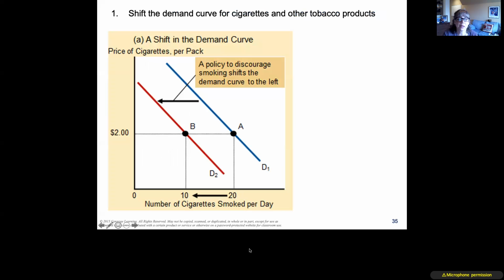So what ends up happening in this case? It means that the price hasn't changed. So let's say the price is $2. It just means that now all of a sudden the demand at $2 went from 20 to 10.